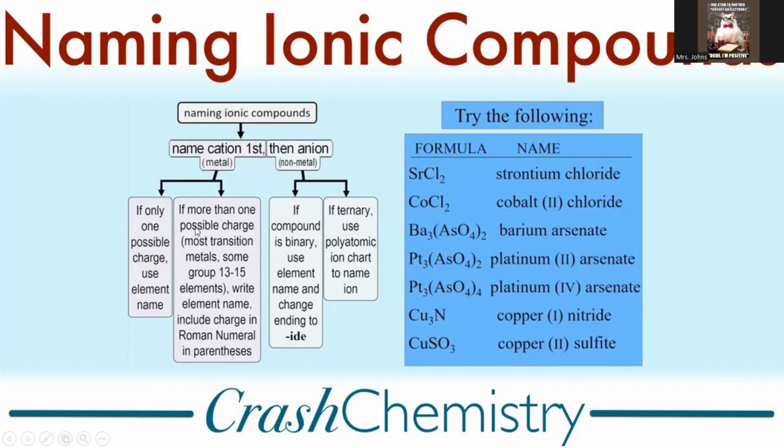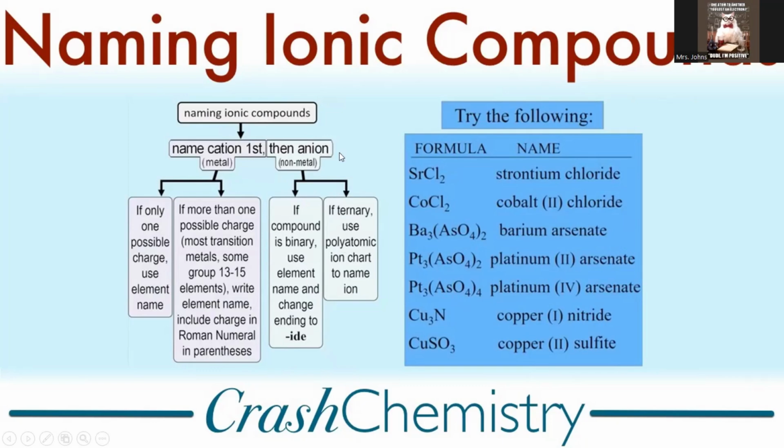If more than one possible charge, so a lot of the transition metals, some group 13 through 15, so that's group 3, 4, and 5 as well, write the element name, including the charge, in Roman numerals in parentheses.